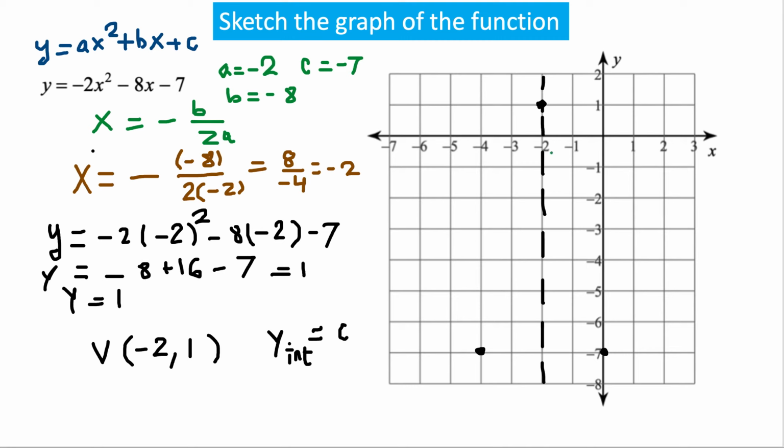So let me draw with a green color. And now we are drawing the parabola, sketching the graph. And now we're going to the other side, slowly. And this is the parabola of the quadratic equation in standard form, that is y equals minus 2x squared minus 8x minus 7.